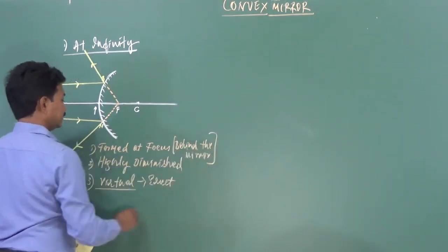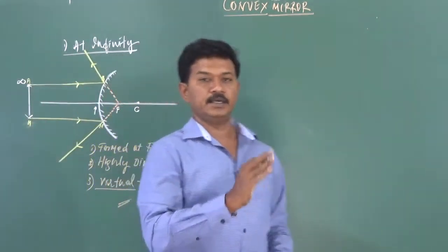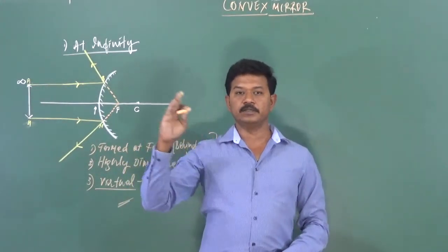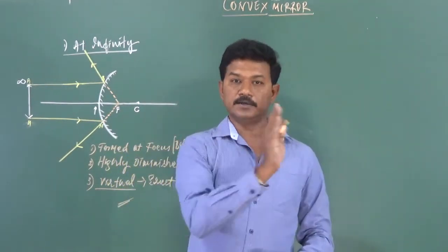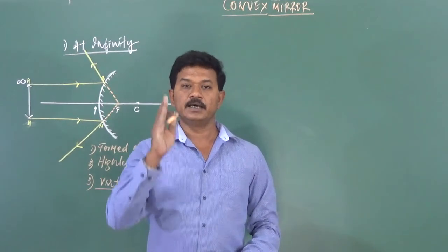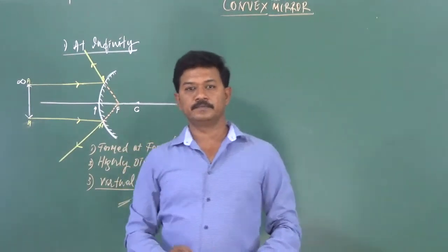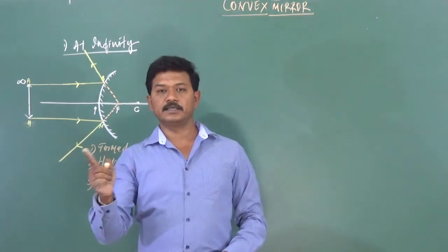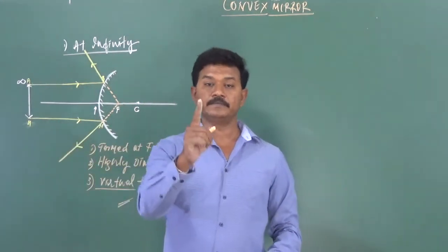So this is very important. What happens when the object is kept at infinity in front of a convex mirror? In case of a convex mirror, when the object is kept at infinity, the image is formed behind the mirror at the focus. It is highly diminished, virtual and erect. So this will be a 1 mark question for you: write the characteristics of the image when the object is placed at infinity in front of a convex mirror.